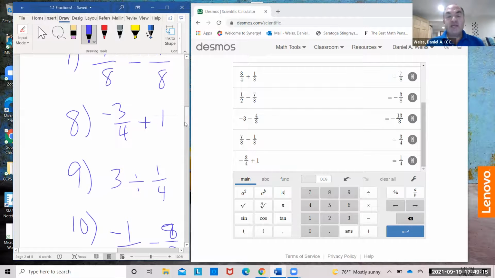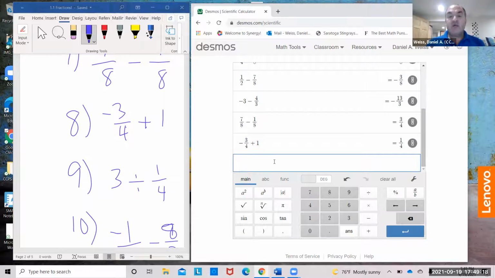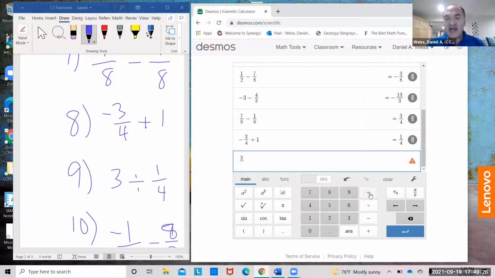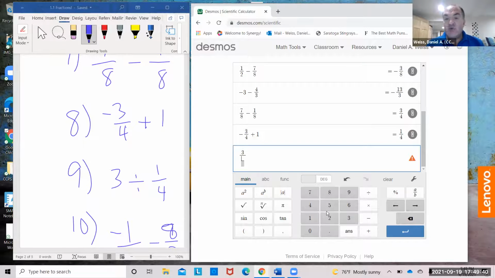Oh, watch what happens with this. How do you do divide? Check this out. All right. 3. I'm going to hit divided by now. What is that? Okay. It's a fraction bar. Fraction bar means divide. I want to do 3 divided by 1/4. So I'm going to hit fraction now. And then hit 1 on the top, 4 on the bottom. There's my answer, 12. Done. Even when I click to the right, 3 divided by 1/4 is 12.